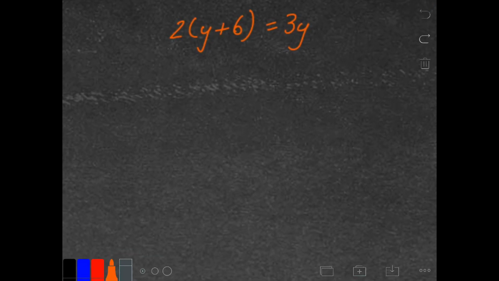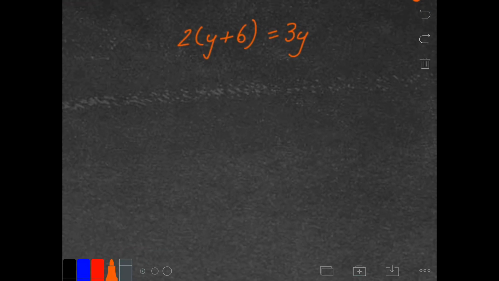Let's go ahead and look at this next one. This one's going to involve some simplifying before solving. So on the left-hand side, we have 2 parentheses y plus 6 equals 3y. Before I can add or subtract or balance this equation, I need to distribute this 2. Well, 2 times y gives me 2y. 2 times positive 6 gives me plus 12. Nothing changed on the right-hand side. I still have equals 3y.